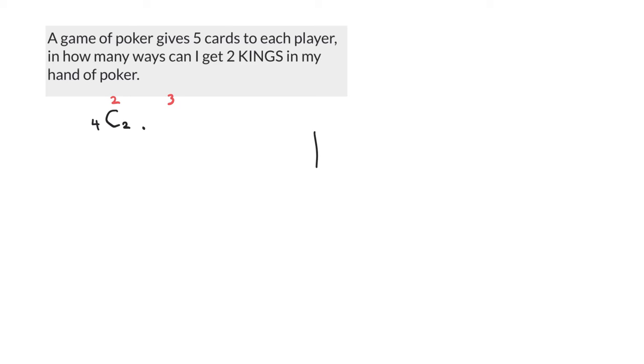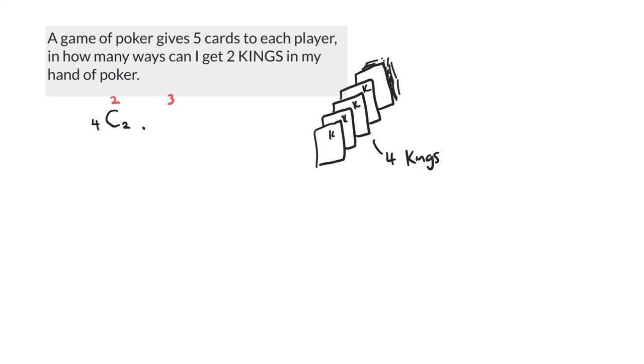Now, if you think about a pack of cards, there are 4 kings. How many cards are not kings? Okay, we know there's 52 altogether. Let's say the rest of the cards are here. 52 cards altogether, so there's 4 here that are kings. And there must be 48 cards here, not kings. It could be any number, aces, queens, jacks, tens, nines, etc. Because 48 plus 4 is 52.